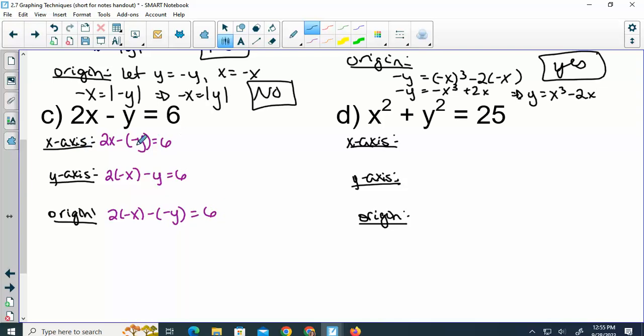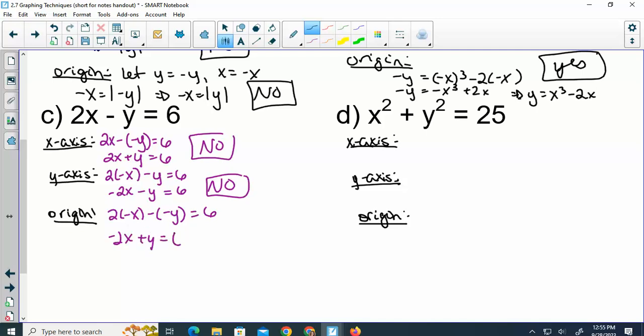So check x-axis, you make your y negative, that gives you 2x plus y equals 6, which is not the original, so it's a no. Y-axis, make x negative, you get negative 2x minus y equals 6, so that's a no. Origin, you get negative 2x plus y equals 6, and that's still a no. So it's possible to have a graph with no symmetry at all. In this one, it didn't matter what we did.